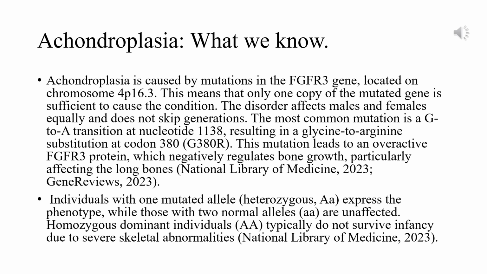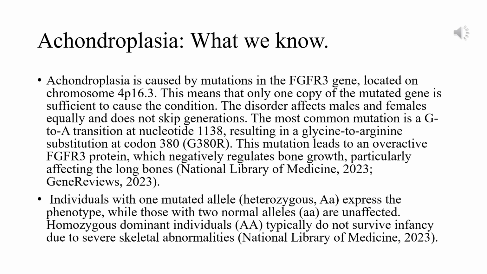For this slide, we will discuss what is known about achondroplasia. Achondroplasia is caused by a mutation in the FGFR3 gene on chromosome 4. It is a dominant disorder, so only one mutated copy is needed to cause the condition. Both males and females are equally affected, and the condition does not skip generations.